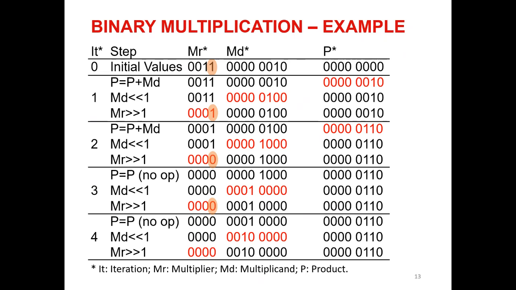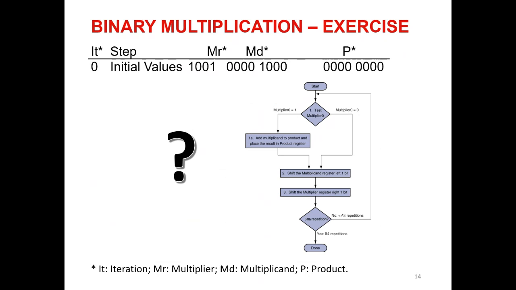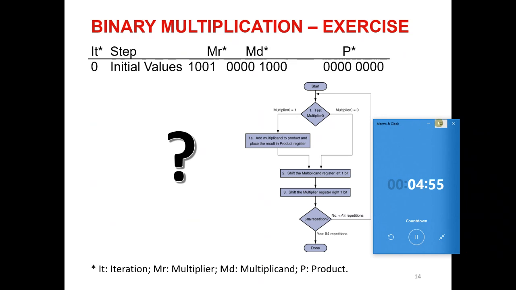Okay, so now I would like you to do something similar to what I have done here, but using a different operation. So you have here the multiplier, the multiplicand, the product. You can see here the algorithm, and I want you to do something similar to what we have done in the previous slide. I'm going to give you 5 minutes to do this, and the time starts now, and we will check the result for this operation later.